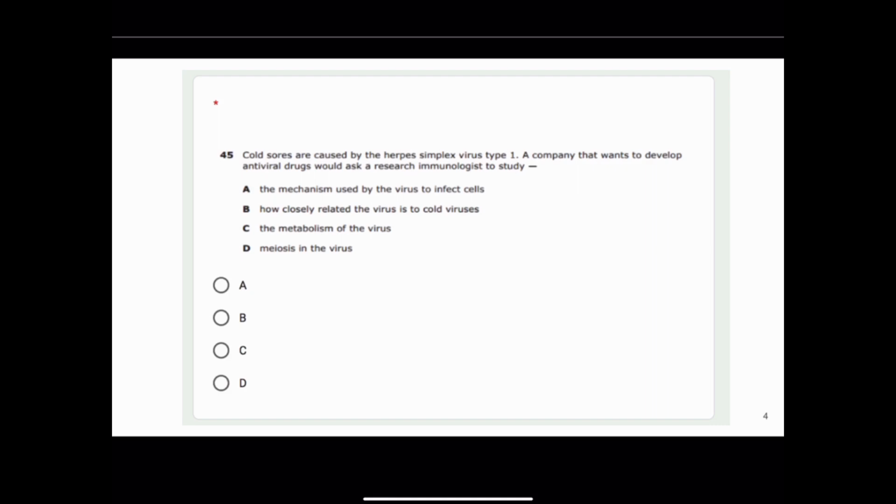This was an old star question. Cold sores are caused by herpes, which is a virus. A company wants to develop an antiviral drug. What do they need to study? They don't need to know how related they are. They don't need to know the metabolism, and meiosis is a part of cell division, and viruses actually can't do cell division. So we know that one's not right. So the answer is going to be A.